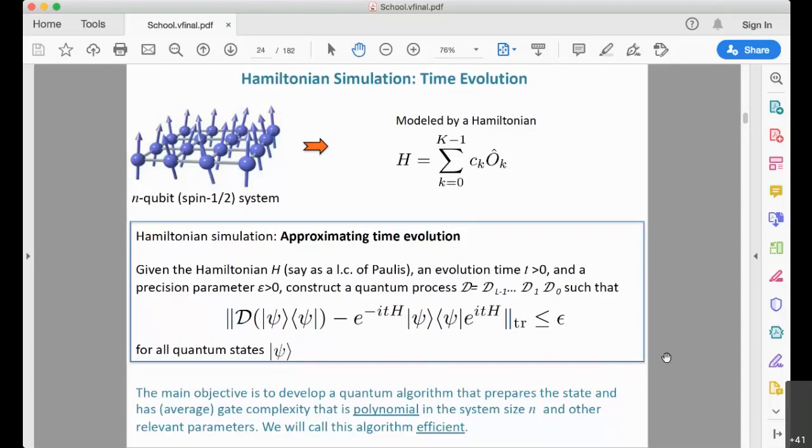All right. So the main objective here is not only to develop a quantum algorithm that prepares the state within some epsilon error, but we want that quantum algorithm to be efficient, and as efficient as possible. By efficient, I mean complexity that is at most polynomial in the interesting parameters like the system size n, the evolution time t, and the inverse of the precision 1 over epsilon.